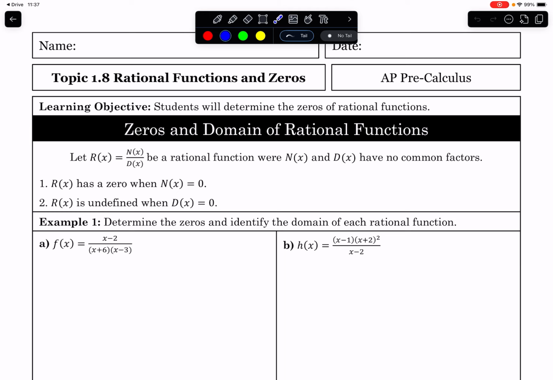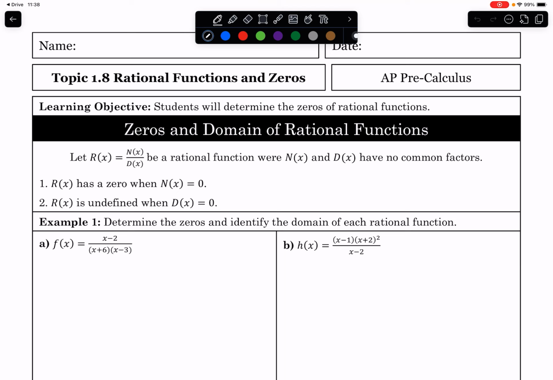Since a rational function is the quotient, or the ratio, of a numerator function and a denominator function, N of x and D of x cannot have a common factor. So there can never be any common factor among them. Now r of x has a zero whenever the numerator function is equal to 0, and the rational function is undefined when the denominator function equals 0. This second part tells us what the domain of our function is, and it tells us exclusively what numbers are excluded from the domain.